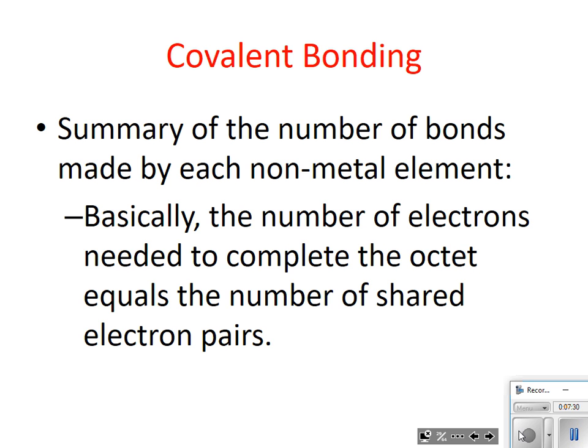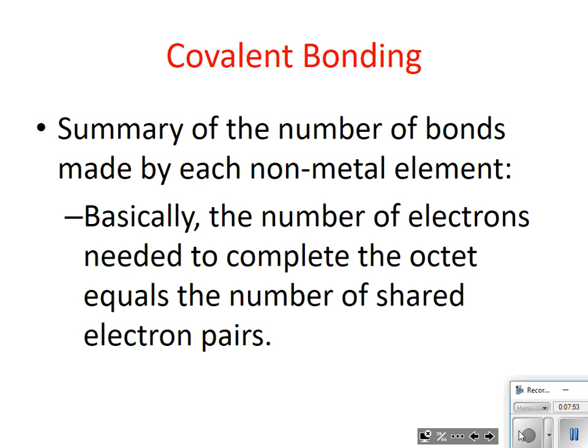Remember when we talked about nitrogen? How many electrons were needed to complete the octet? 3. So what do you think it's going to do? Triple bond, right? Now let's look at something we did not talk about. Look at sulfur.